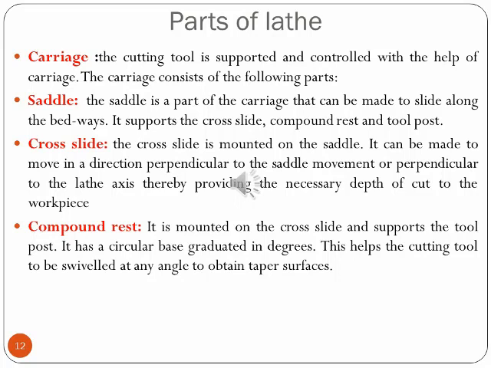The saddle is an H-shaped casting that slides over the outer set of the guideways and it serves as the base for the cross slide. The cross slide is mounted on the saddle and it enables the movement of the cutting tool laterally across the lathe bed by means of cross feed and hand wheel, and it also serves as a support for the compound rest. Next is the compound rest.